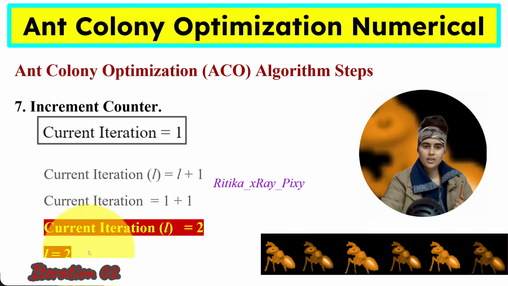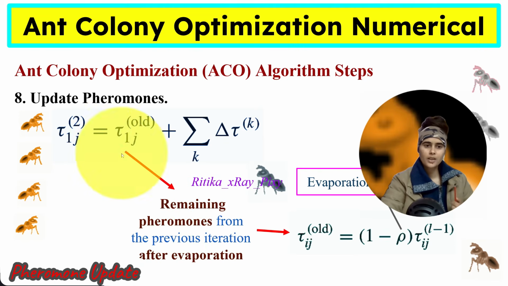Increment counter, current iteration 2, update pheromone. Initially we used pheromone 1 at each path. Now we will update this value. You can see here using this equation we can update the pheromone.